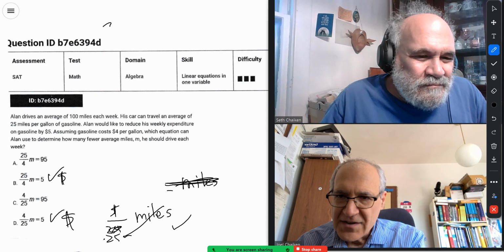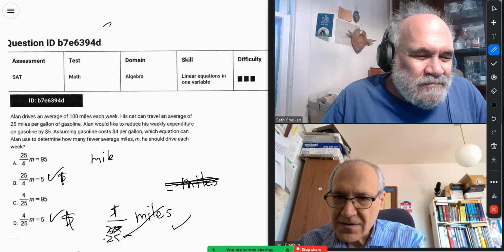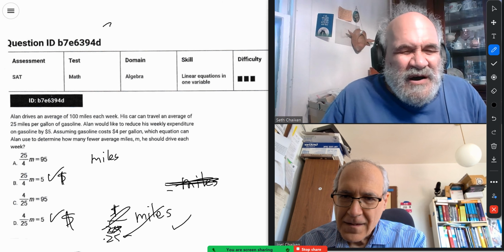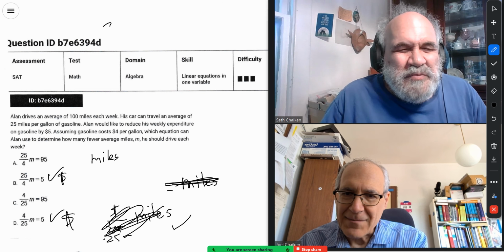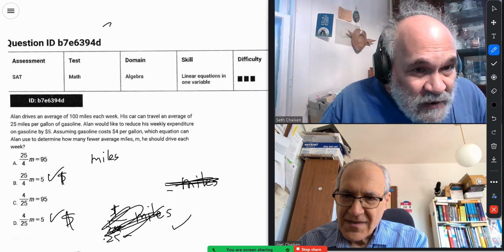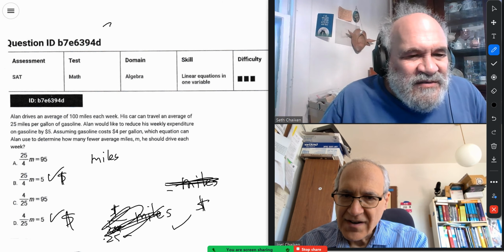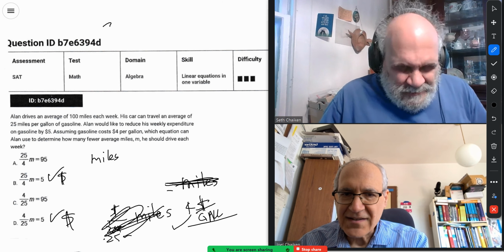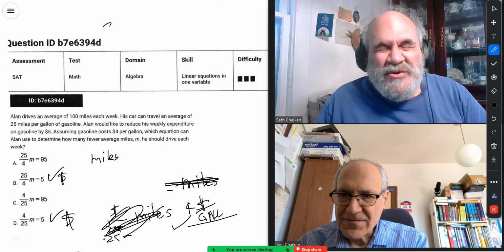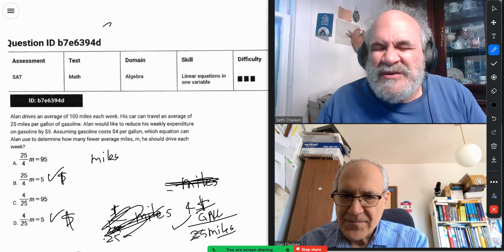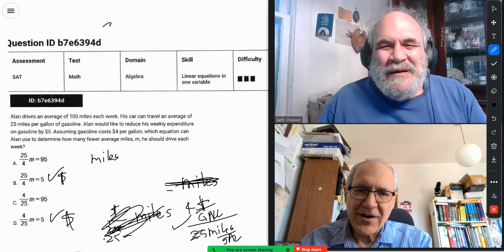In this one, the 25 is miles. Oh, I'm really messing this up. Well, first of all, 25 is not miles. It's miles per gallon. And 4 is not dollars or gallons. It's dollars per gallon. That's right. So get your units right. Don't cut them short to make them wrong. No, I caught my own mistake.